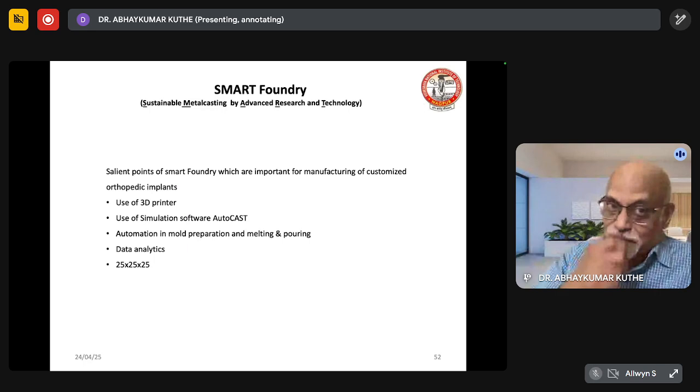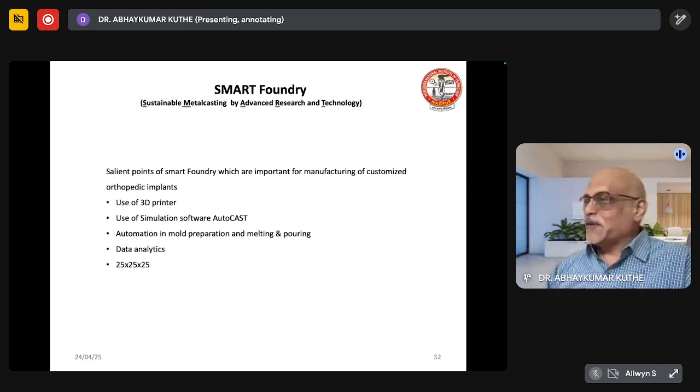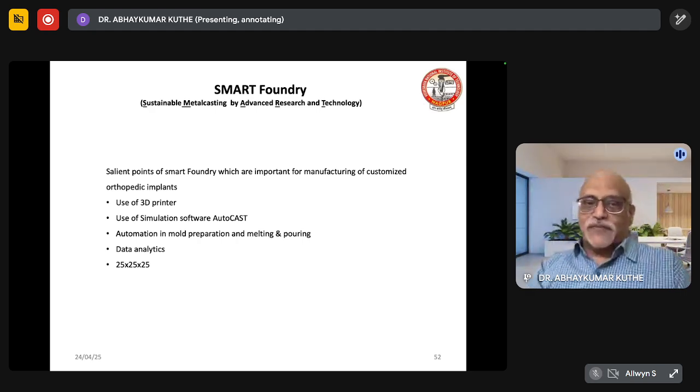Now, what are the salient features of our Smart Foundry? I will be happy to discuss them with you quickly. Again, remember, I'm talking about a customized orthopedic implant. Number one, use of the 3D printer. Number two, use of simulation software, AutoCast. Then automation in mold preparation, melting and pouring. Then data analytics, and last is 25 by 25 by 25. Let me quickly show you what exactly all these features are.